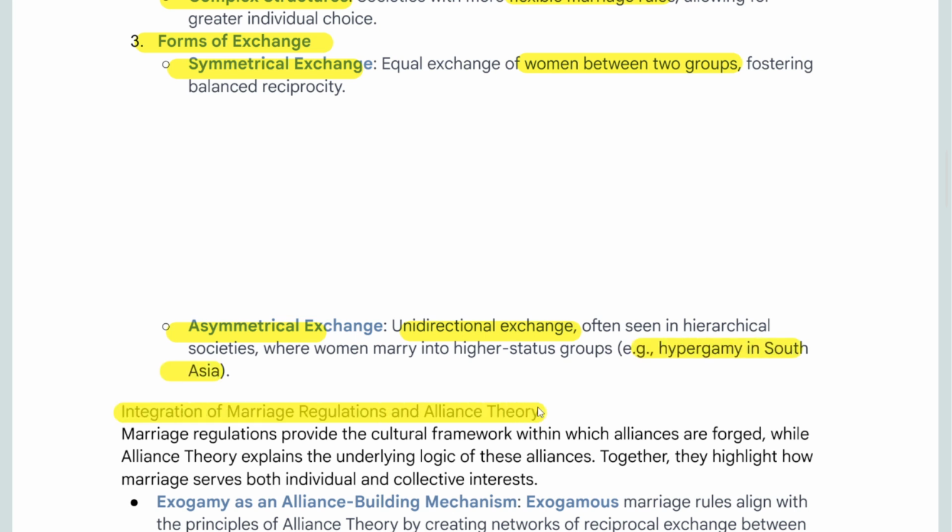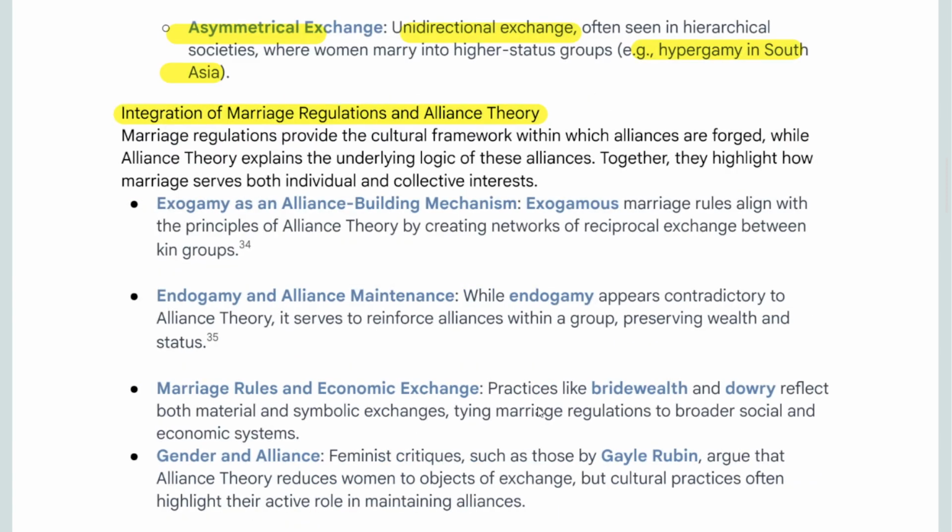So how do the specific marriage rules we talked about and this big alliance theory, how do they actually fit together on the ground? Well, the regulations are the cultural mechanics, the specific rules of the game. Alliance theory is the underlying logic, the why. Okay. Exogamy fits perfectly, creates networks of exchange. Think of Australian Aboriginal societies, incredibly complex systems based on this. Right. Even endogamy, from this view, reinforces alliances within the group, keeps wealth and status contained.